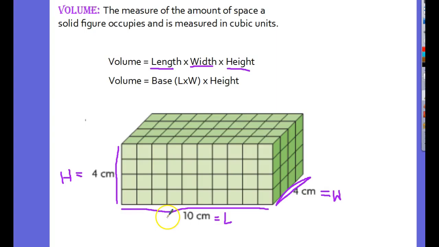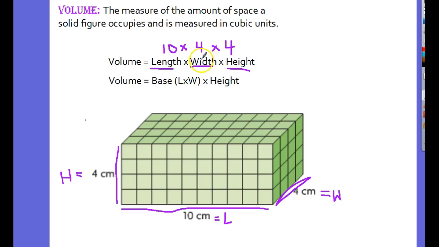So once I figured out my measurements, or the parts to my formula, I'm going to go ahead and fill in my formula and solve the question. Solve for volume. Length is 10 centimeters, so I'm just going to put 10 up here. We'll add in centimeters back later. I'm going to multiply that 10 times the width, which is 4. And I'm going to multiply that 4, the width, times the height, which is 4.